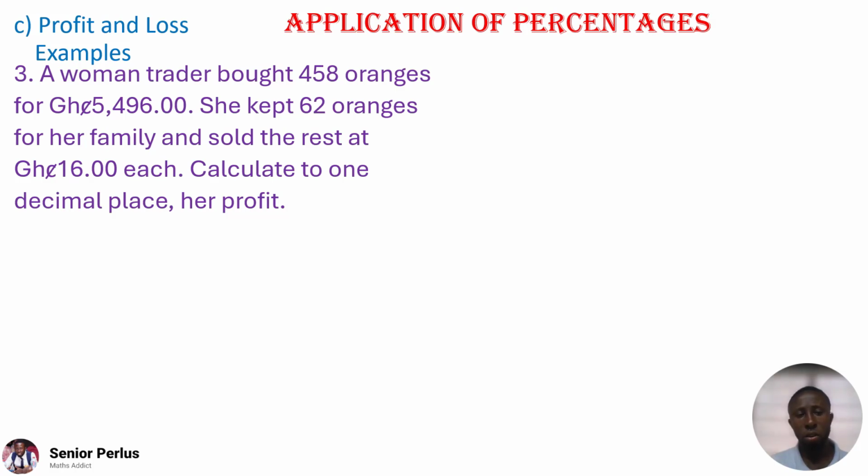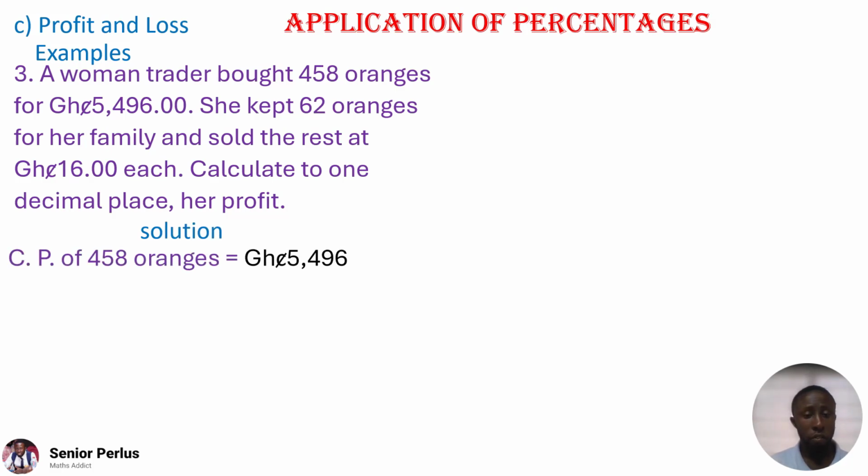So with our third example on profit and loss, wow. A woman trader bought 458 oranges for this amount, that's 5,496 Ghana cedi in total. She kept 62 oranges for her family and sold the rest at 16 Ghana cedi each. Calculate her profit.